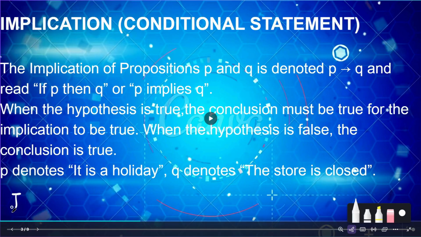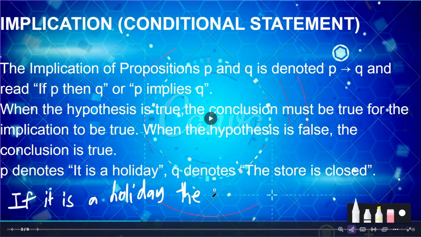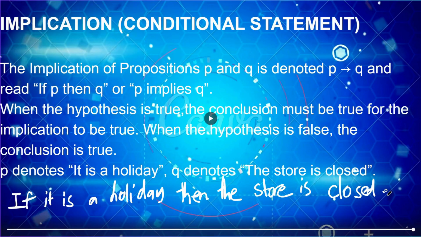So meaning, if it is a holiday, then the store is closed. How do we change to implication? If it is a holiday, then the store is closed. So that's the answer. If P then Q. So meaning if it is a holiday, then the store is closed.